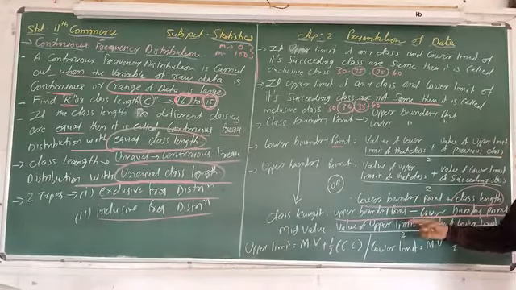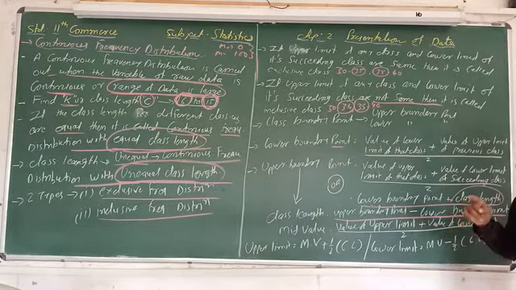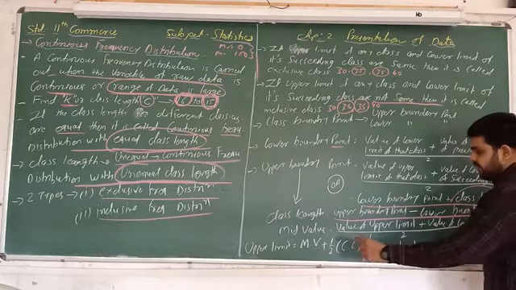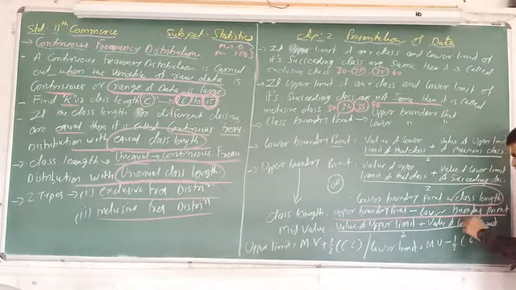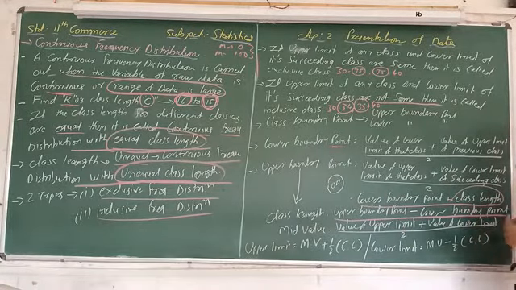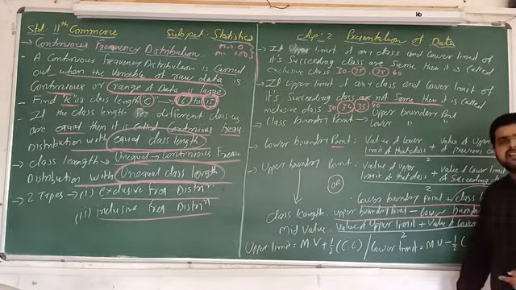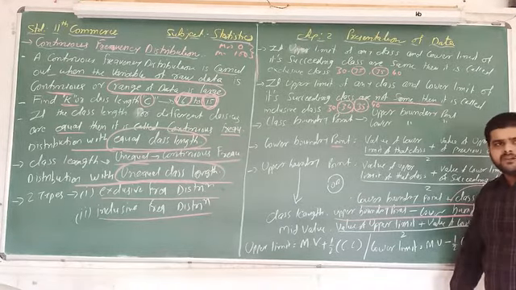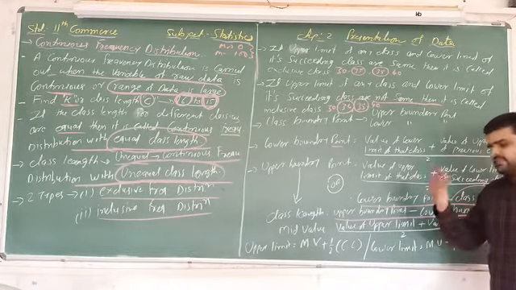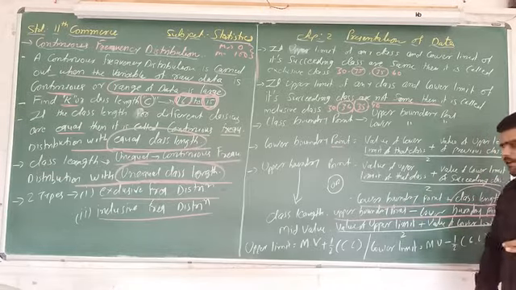And for that, mid values play an important role. What is the formula for the mid value? Mid value is equal to the value of the upper limit plus the value of the lower limit divided by 2. As we discussed earlier, to find the mid value we take the lower limit plus the upper limit divided by 2.